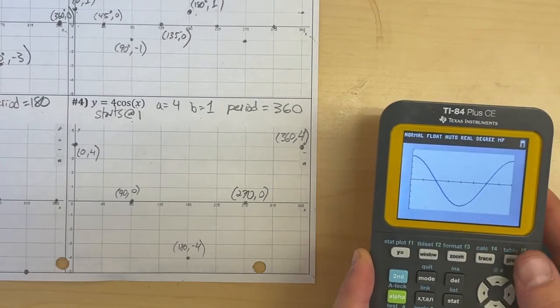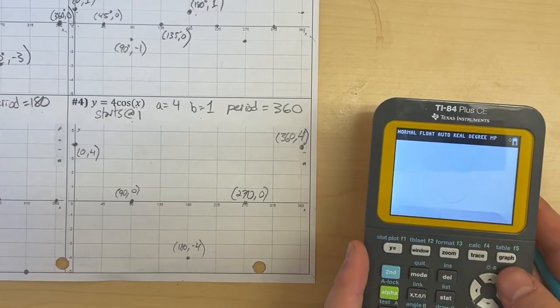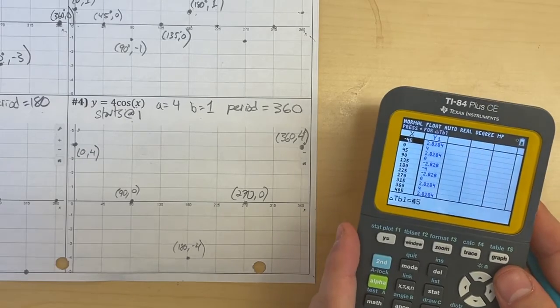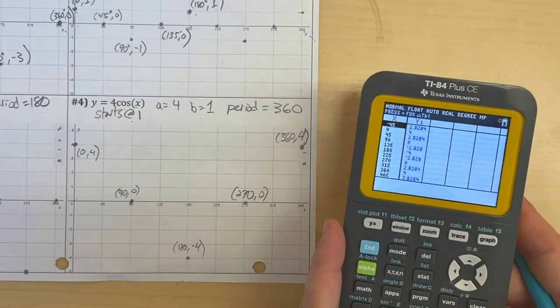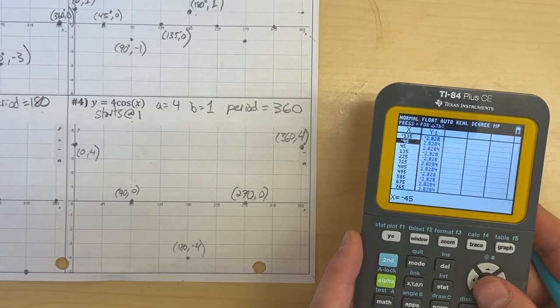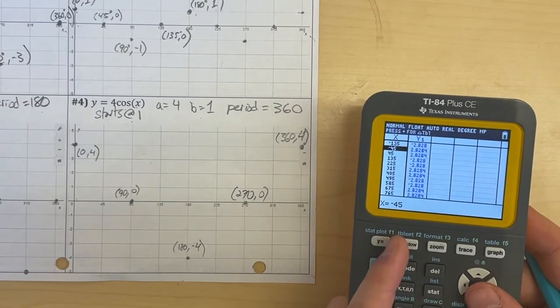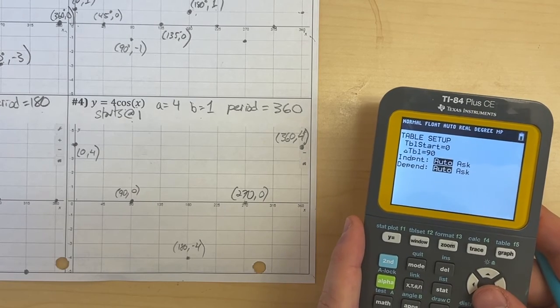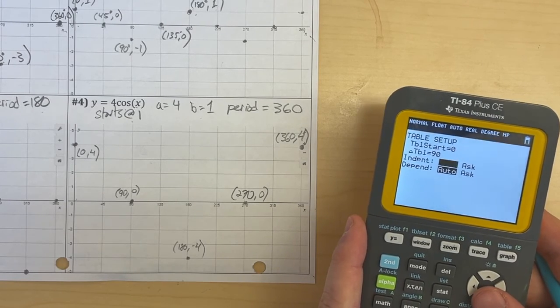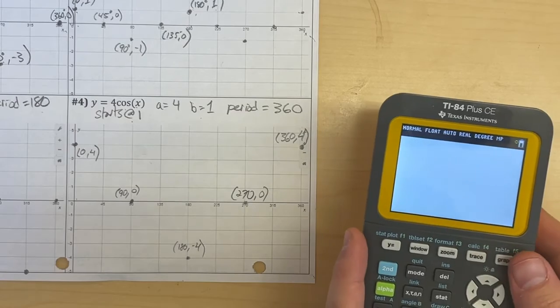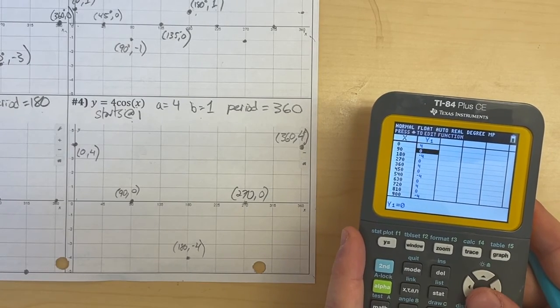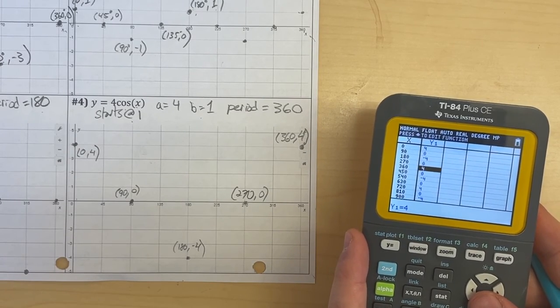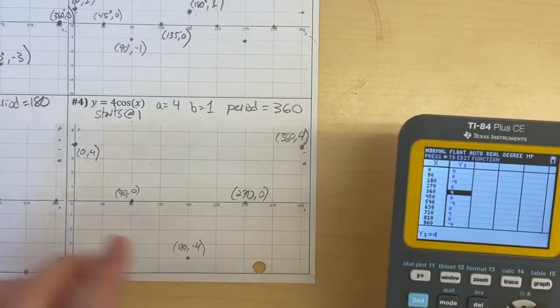Again, I can hit second table. I need to change my table to 90. So let me do table set, start at 0, change to 90. There we go. So I have 4, 0, negative 4, 0, and 4 as my 5 critical values.